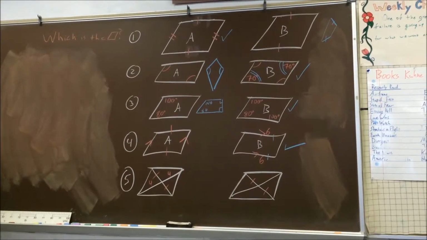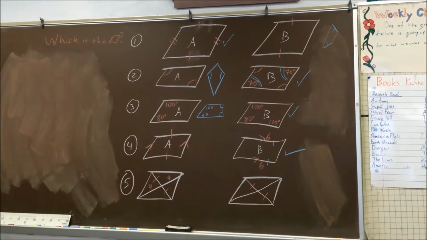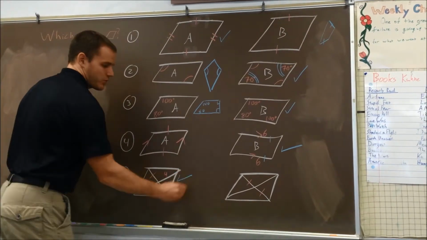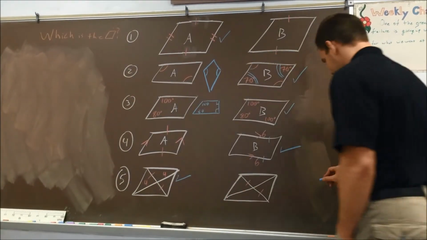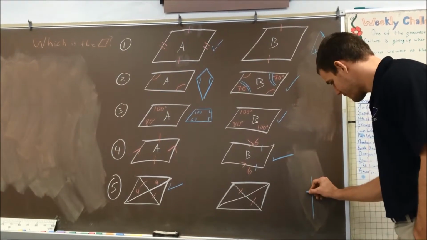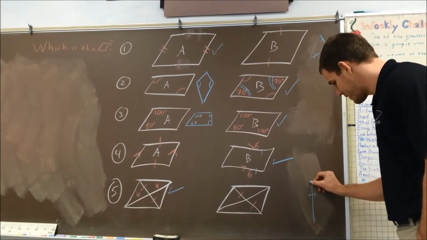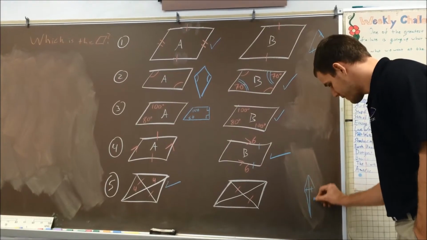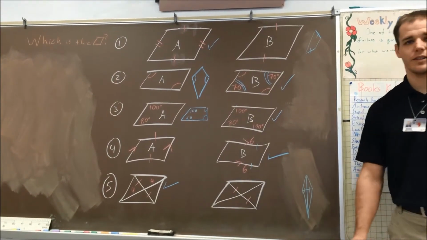Number 5, all together. 1, 2, 3. A, correct. This one could also be a kite, where this is congruent to this, but it is definitely not a parallelogram.